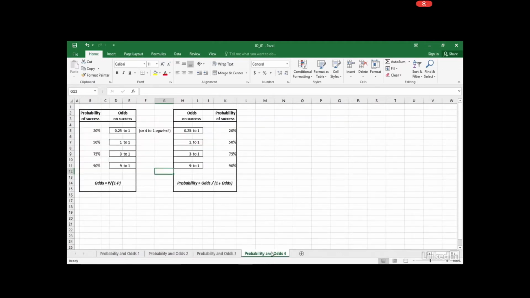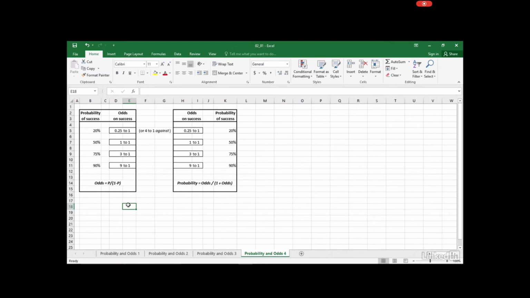There is an easy way to go back and forth between odds and probabilities. The equations are down here in row 14. You can take the probability and divide it by 1 minus the probability to get the odds. So, take the 75% probability of success on row 9. We take a probability of 75% and divide that by 1 minus 75%. So we wind up with 75% over 25%, and that's 3 to 1.